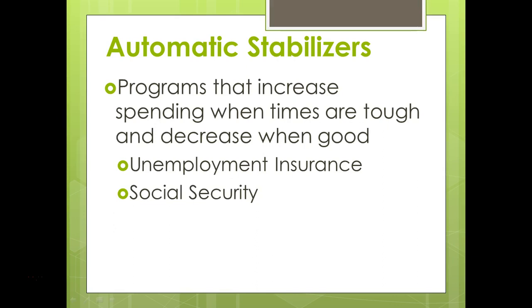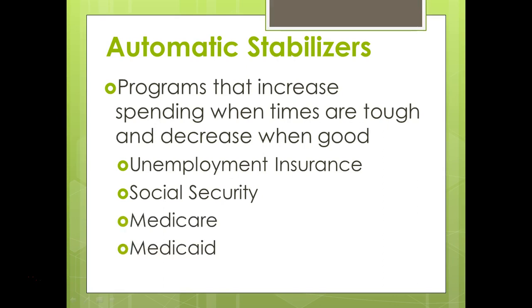Social Security is another type of automatic stabilizer because when people retire, if they didn't have Social Security, they might spend a lot less because they're not making money. But because we have Social Security, which pays people money while they're retired, they can continue spending money and keep aggregate demand up. And again, that happens automatically. It's something that you automatically qualify for at a certain age or if you lose your job.